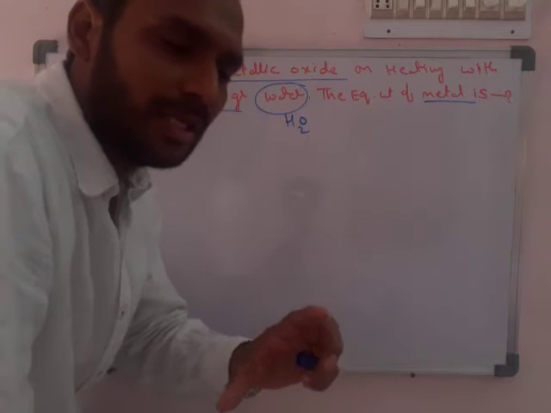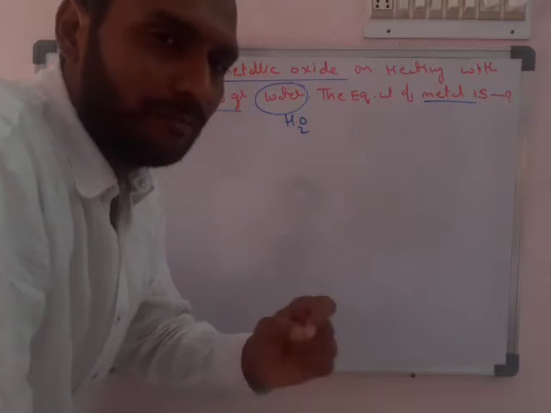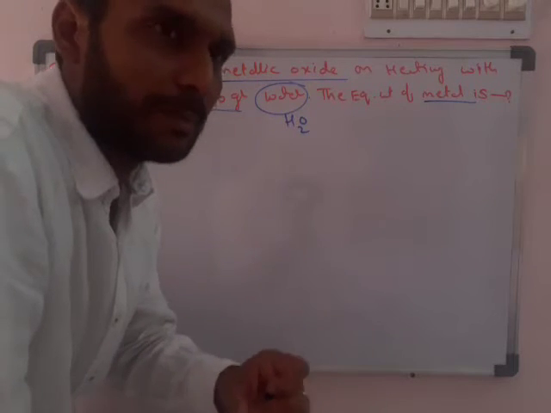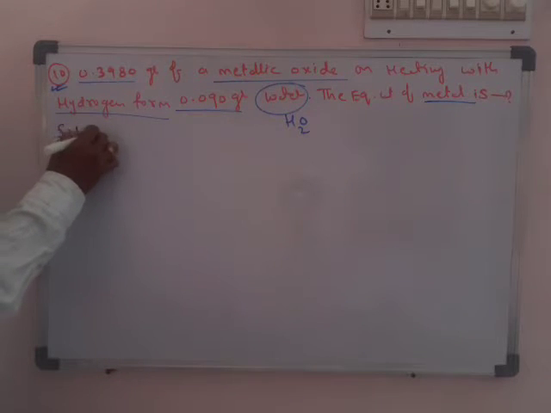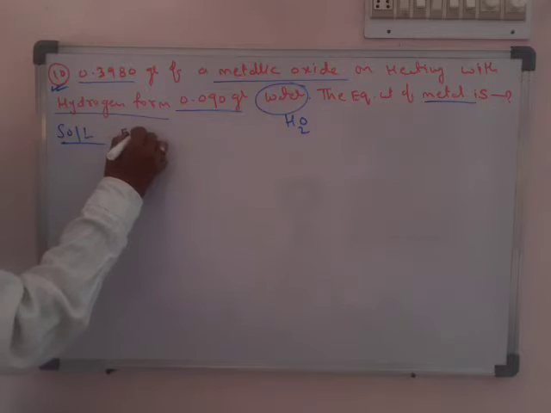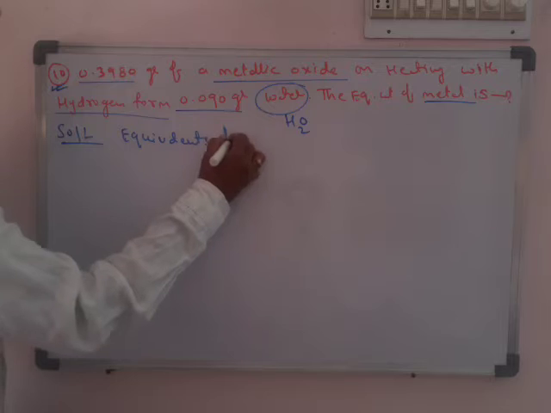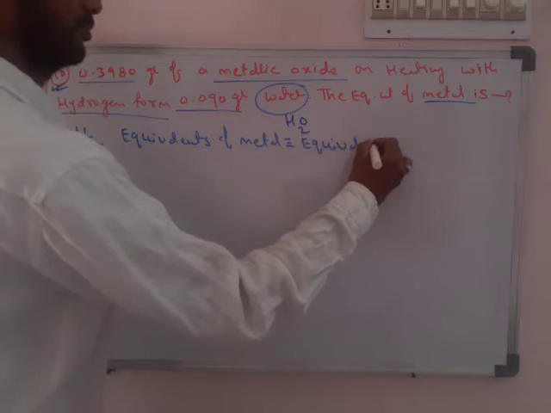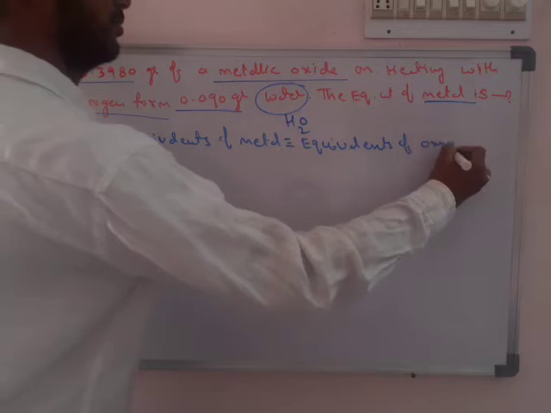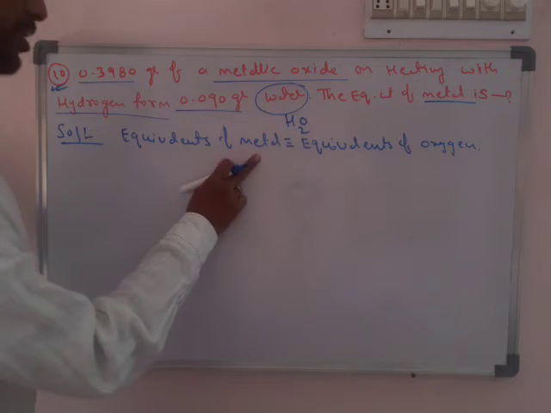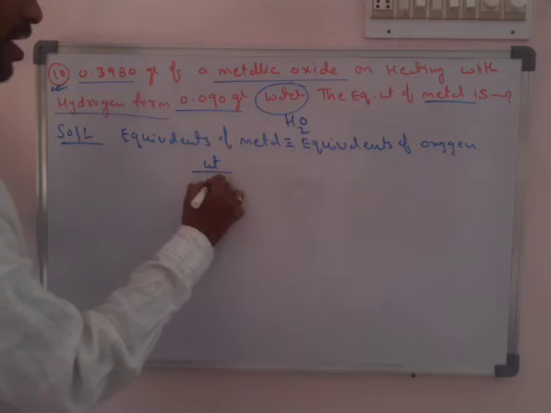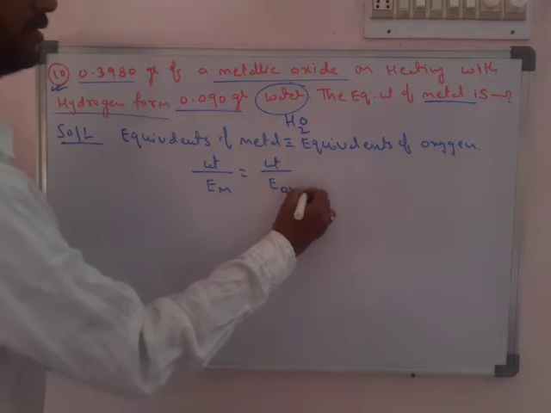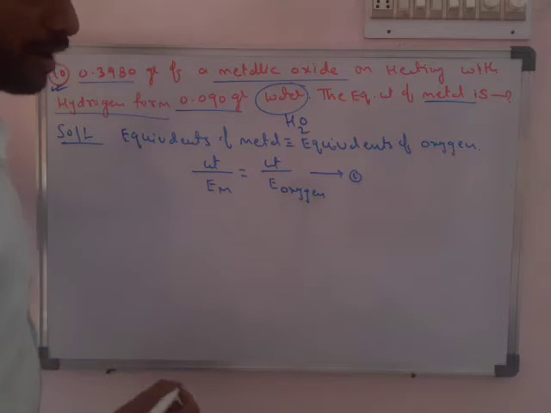So in this problem, we have to compare the equivalents of metal with the equivalents of oxygen, but we don't know the weight of oxygen. For that purpose it is given. So a metallic oxide formed means we can write equivalents of metal are exactly equal to equivalents of oxygen. We must know the weight by equivalent weight of metal, and the weight of oxygen by equivalent weight of oxygen. We can find the equivalent weight of oxygen, but what about the weight?